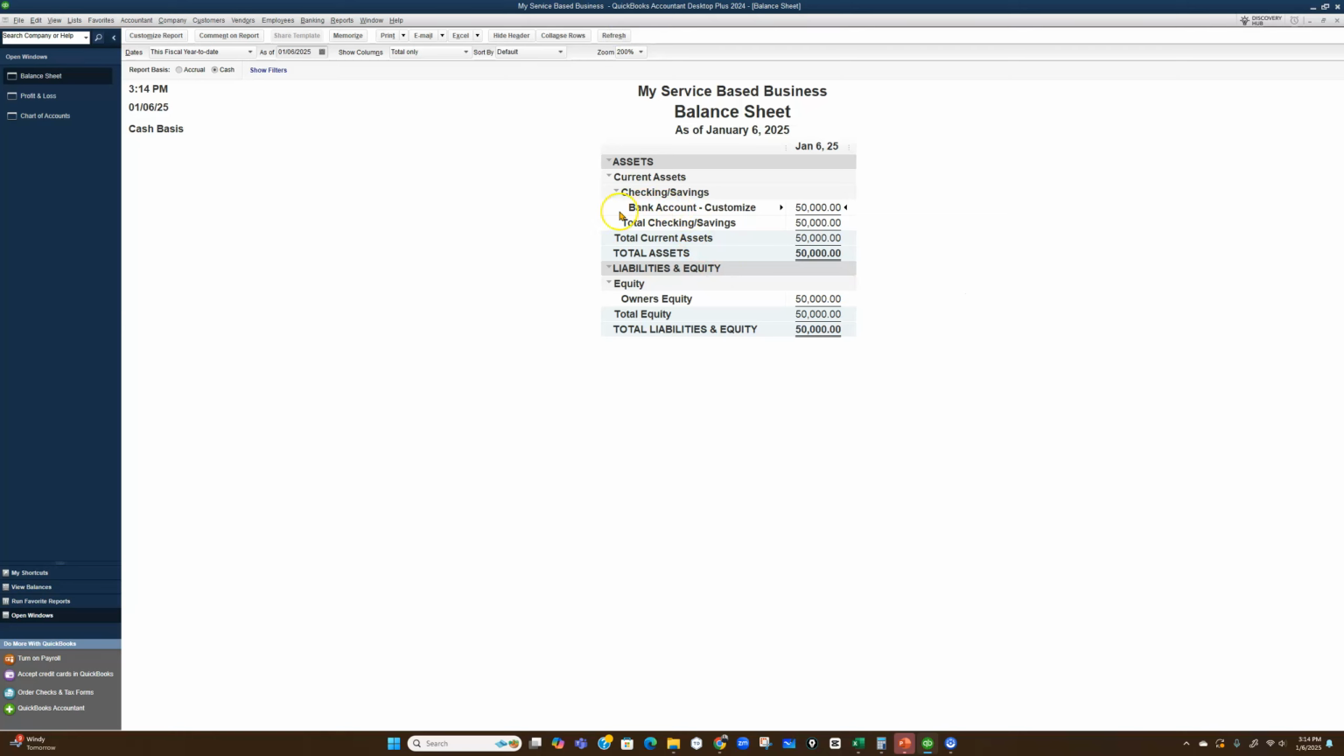Okay, now we're going to look at our balance sheet. And our balance sheet now has $50,000 of cash. And then we also have owner's equity of $50,000. That owner's equity is coming from the net income from the profit and loss. And so this $50,000 is where your question is. If I distribute out that $50,000, how am I taxed? Well, I'd have to distribute out the $50,000 and it reduces our equity.